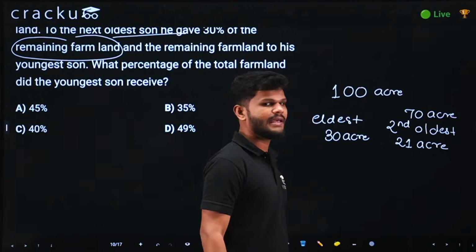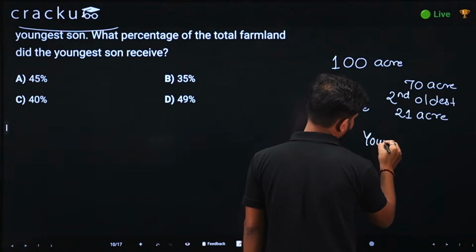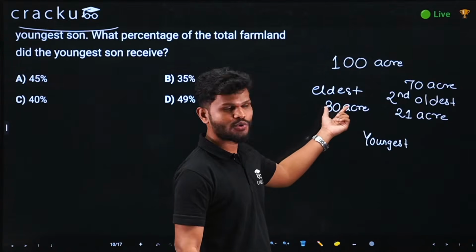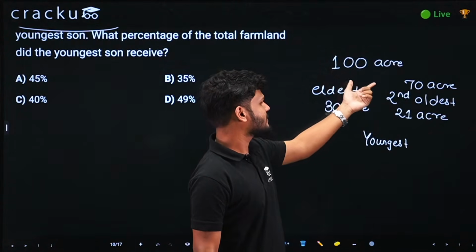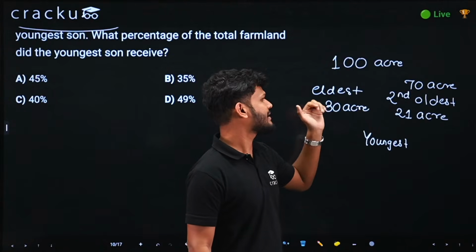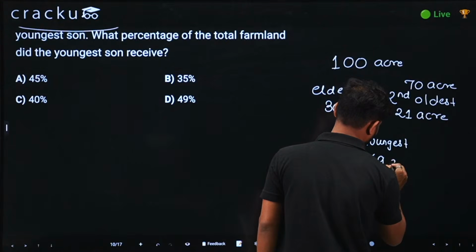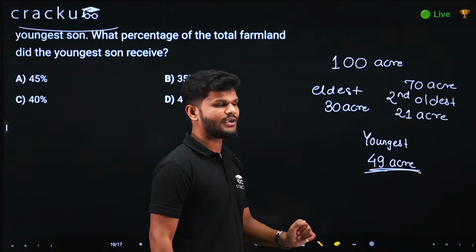And the remaining he gave to whom? He gave to the youngest son. Right? So what is remaining now? 30 acre to the eldest, 21 acre to the second oldest, and if you add this, it will be 51. Remaining will be 100 minus 51, which is 49 acre. Right? So the youngest son will get 49 acre.